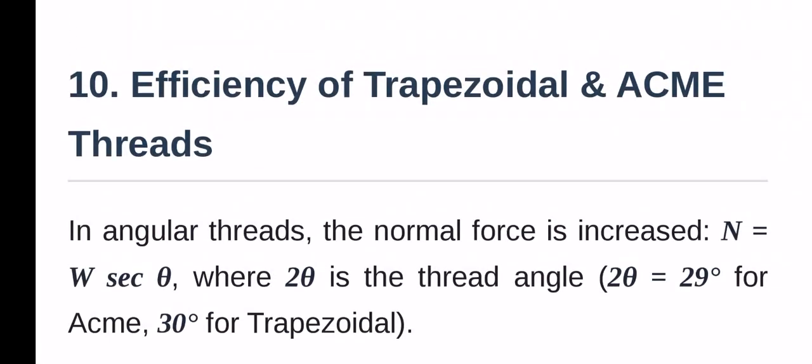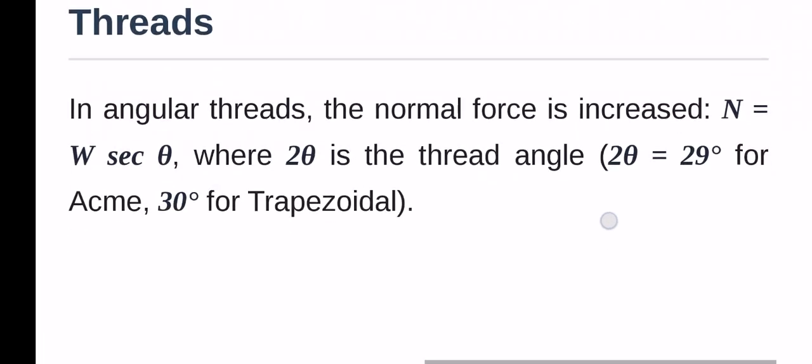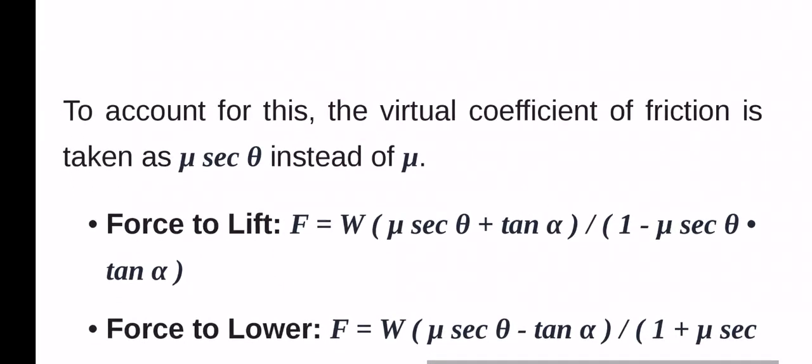Efficiency of trapezoidal or ACME threads. In angular threads, the normal force is increased by a factor of sec θ, where 2θ is the thread angle. 2θ is equal to 29 degrees for ACME and 30 degrees for trapezoidal. To account for this, the actual coefficient of friction is taken as μ sec θ instead of μ.